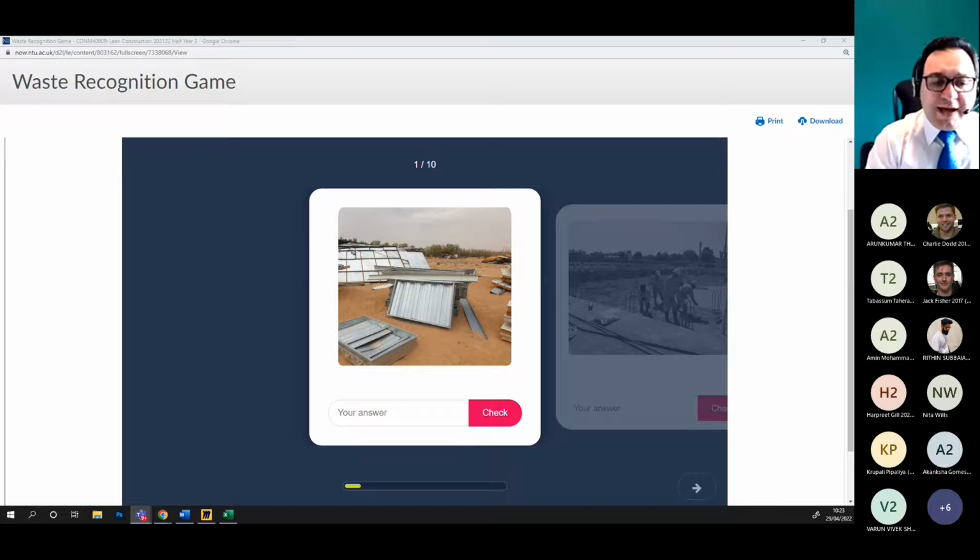So we have TIMVITs: Transportation, inventory, motion, waiting, overproduction, overprocessing, defects, and unused skills. So in this photo, what type of waste can you see? You can type in, or you can just open your mic and say it.